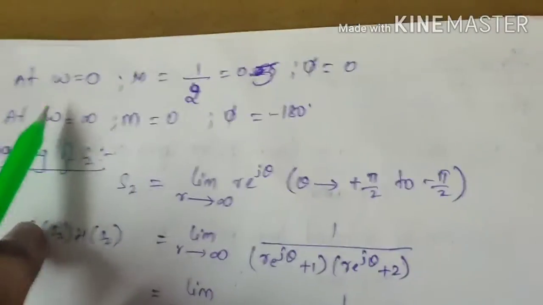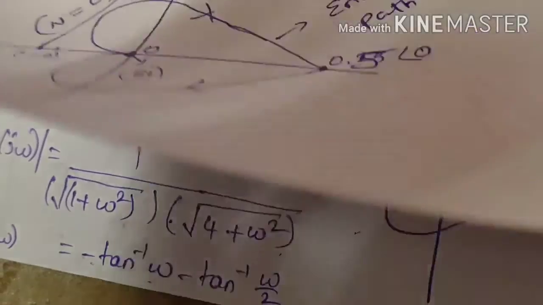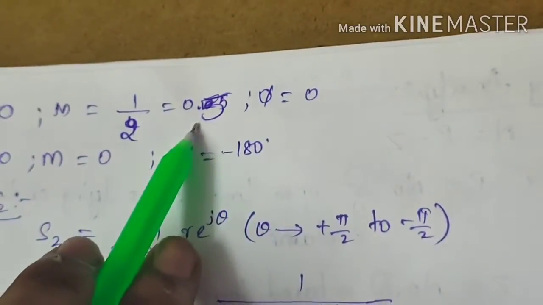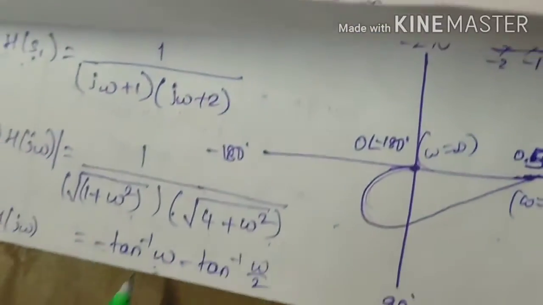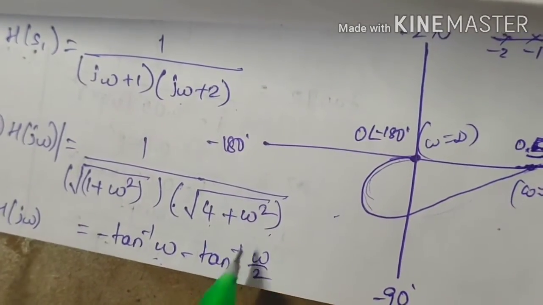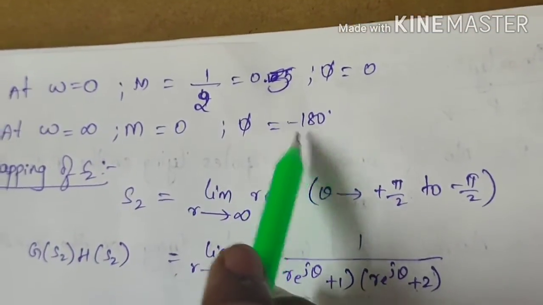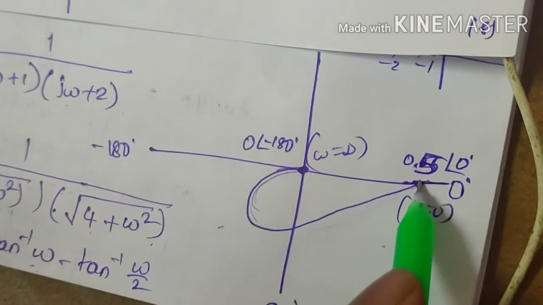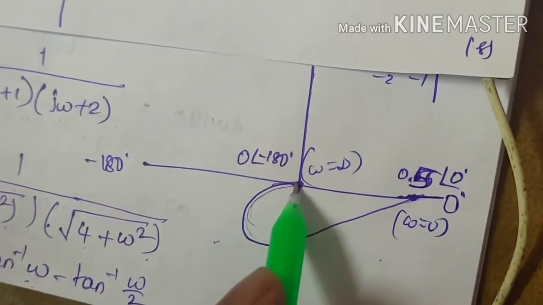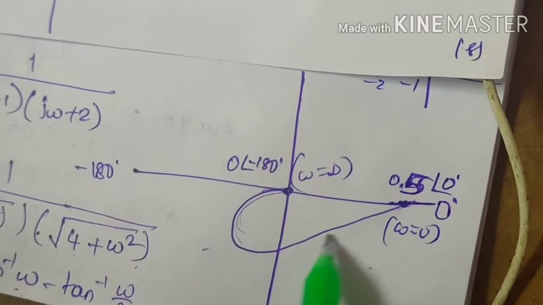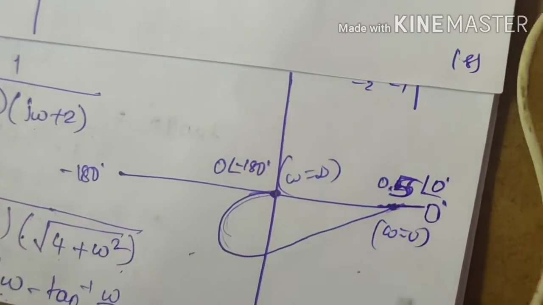Now look here, substitute ω equals 0. If you substitute ω equals 0, 1 by root 1 into root 4, that will be 1 by 2, which means the value is 0.5. Similarly, for the phase angle, substitute ω equals 0: tan inverse of 0 minus tan inverse of 0, you will get 0 degrees. Similarly, substitute ω equal to infinity: magnitude will be 0, phase angle is minus 180. So the starting point is type 0, that is, it will start at 0 degrees and end at minus 180 degrees at ω equal to infinity. So this is the polar plot for the mapping of section 1.